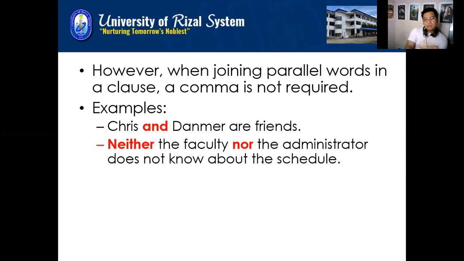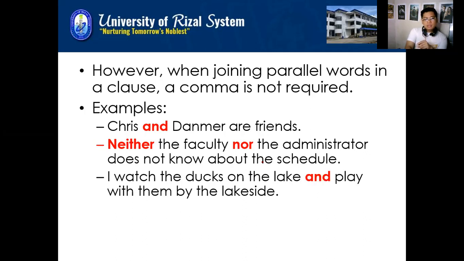Neither the faculty nor the administrator knows about the schedule. So we have two parallel words here, the faculty and the administrator. I watch the ducks on the lake and play with them by the lakeside. We do not put a comma before "and" because "play with them by the lakeside" is not an independent clause. It's part of a clause. Why? Because in "play with them by the lakeside," we do not have a subject-predicate structure.